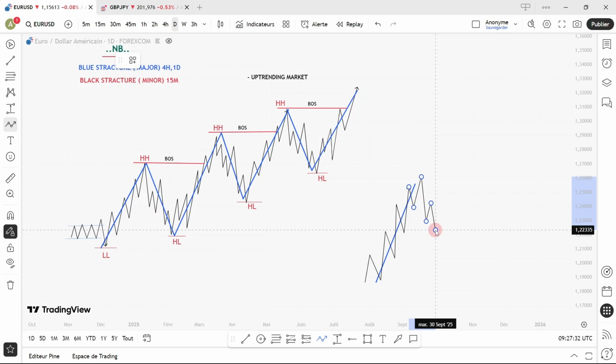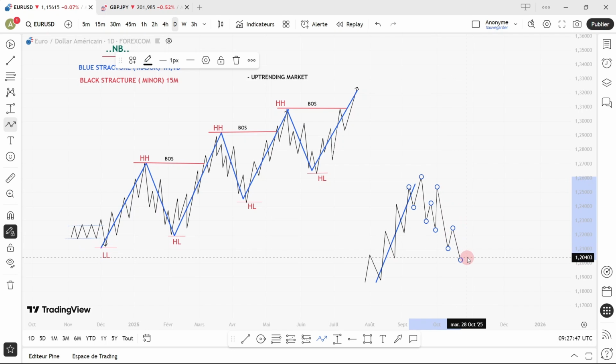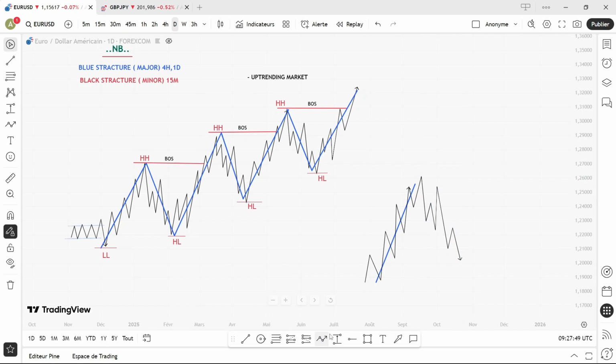So once we get this move just like this, what does this mean? As I've said, it is the higher time frame that is coming in for a pullback, as simple as this.